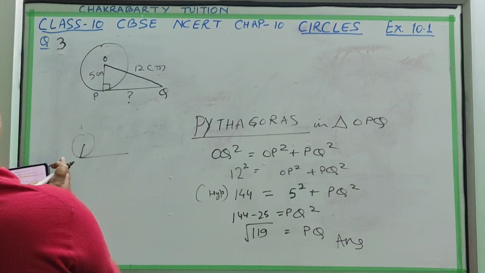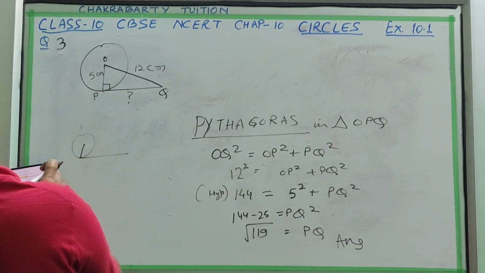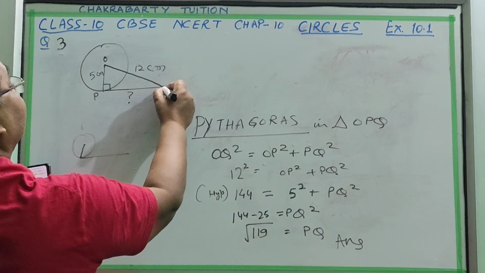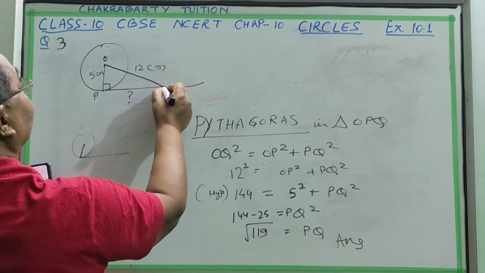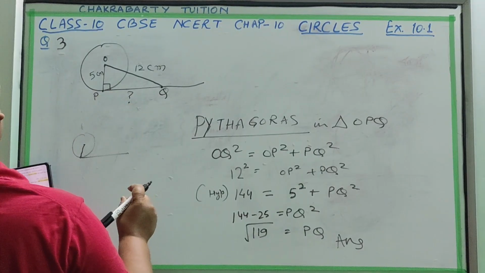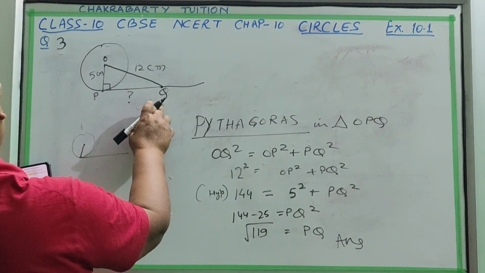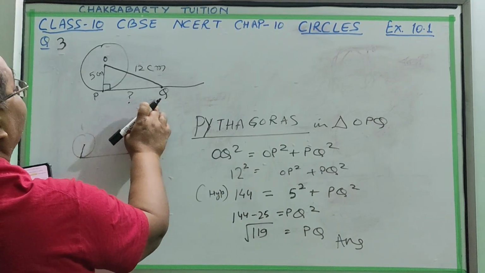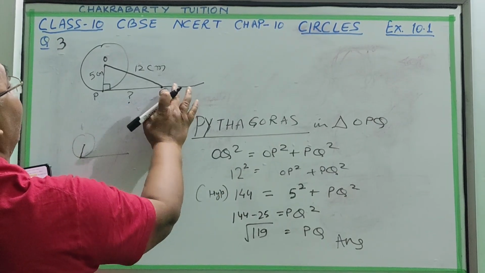A line through the center O. Center is O, and there is a point at Q. Suppose this Q is a tangent, a big line. Point Q and OQ length is 12 centimeter. It is given. You have to find out the length of PQ. Only this PQ you have to find out.